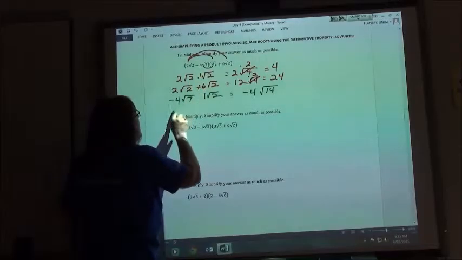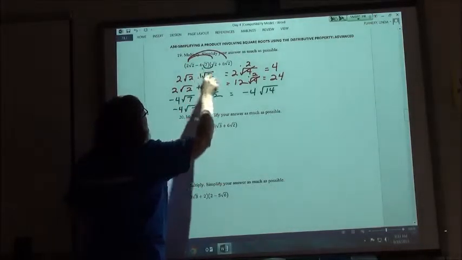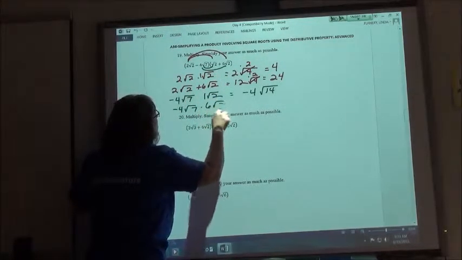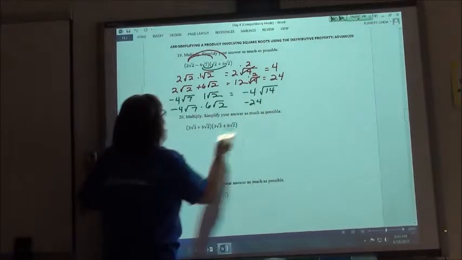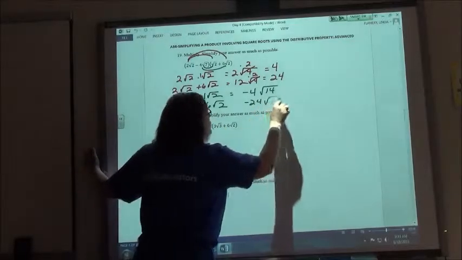And then I'm going to take my negative 4 square root of 7 times the 6 square root of 2. So negative 4 times 6 is negative 24. Square root of 7 times square root of 2 is square root of 14.